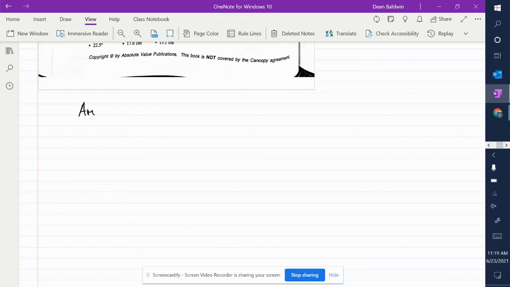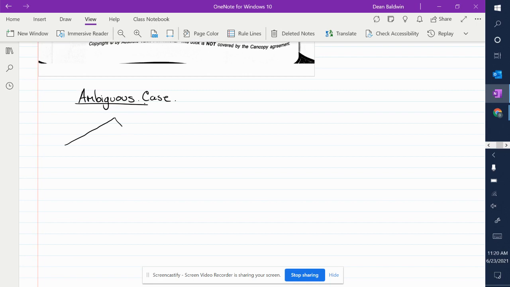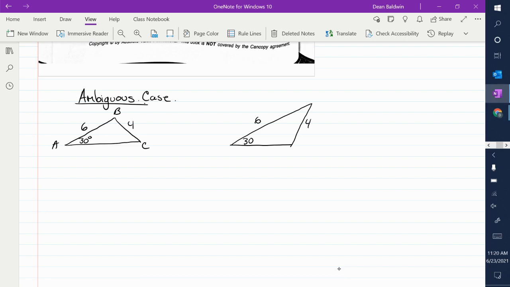Ambiguous case. Okay, ambiguous case. So I'll use the same numbers: 6, 4, 30 degrees. I'll call it A, B, C. 6, 4. Again, ABC.